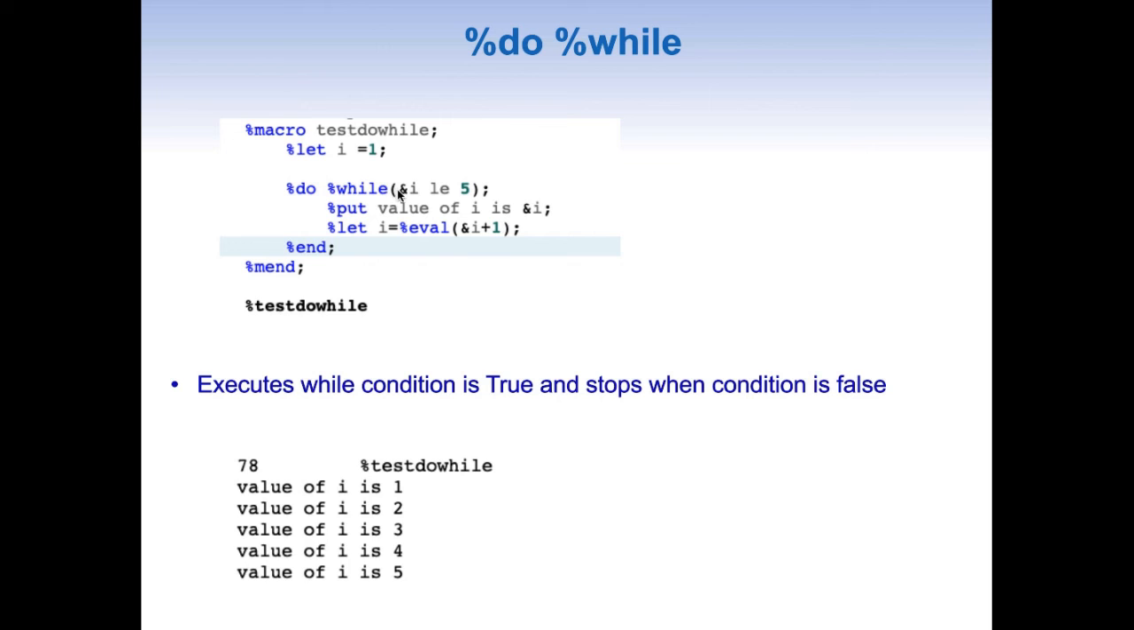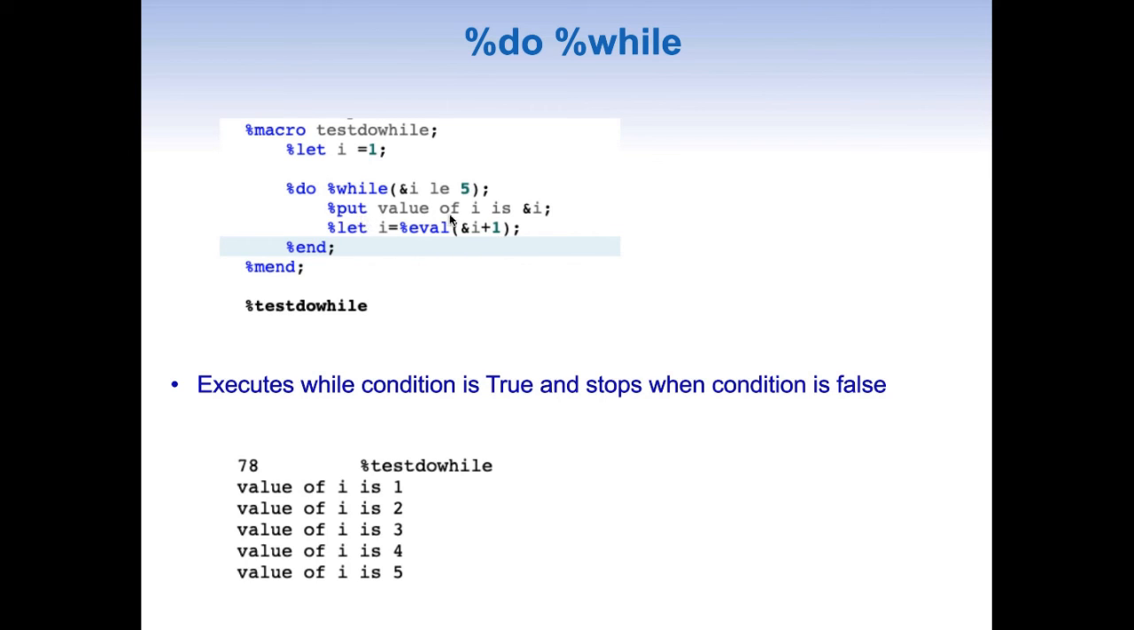Means when I am entering into the loop, if the condition is less than equal to 5, it should loop. And in here, as you can see in %do %while, when we initially start to go into the loop, the value of 1 is less than equal to 5, and as this condition is true, it goes into the loop. And we also have a %put statement which puts the value into the log. And then we have %let i = %eval(&i + 1).